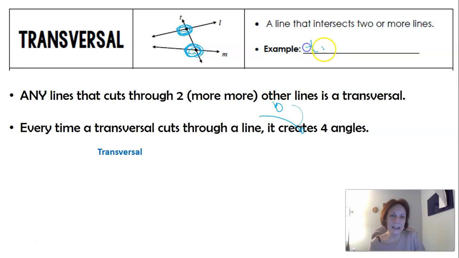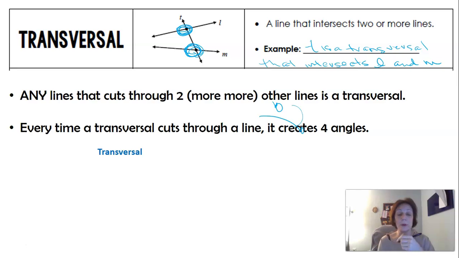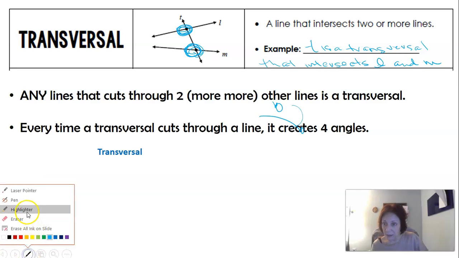We would say T is a transversal that intersects, or cuts through, or passes through, whatever, L and M. Where'd my L go? Right. So if you're going to call something a transversal, you better be able to name at least 2 lines it cuts through. If there's 3 or 4, good for it, but there better be at least 2. Okay, so let's take a look at a picture down here.